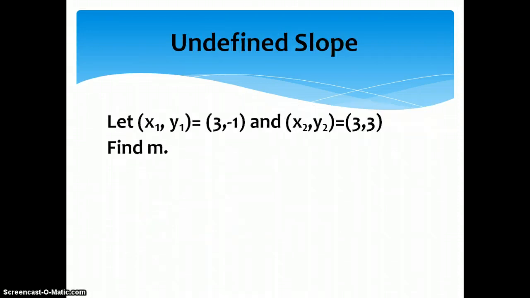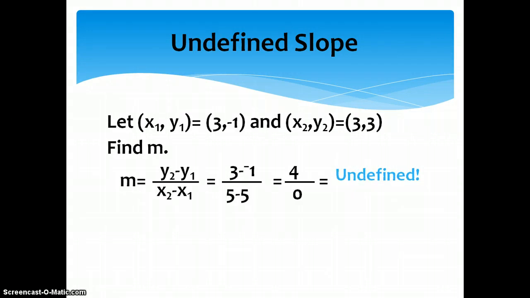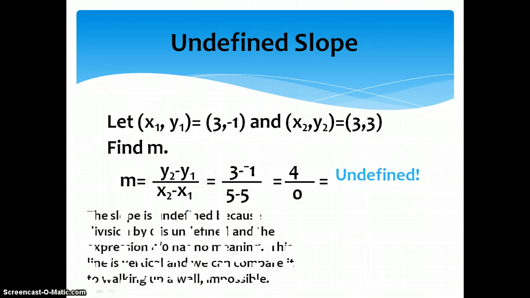Just the opposite of the horizontal 0 slope is the vertical undefined slope. Plugging in the points, 3 minus -1, or 3 plus 1, divided by 3 minus 3 gives us 0. We get 4 divided by 0. We all know that no fraction can have 0 in the denominator, and therefore the slope of the line is undefined, and the expression 4 divided by 0 has no meaning. The resulting line is vertical, and we can compare this to trying to walk up a wall. It's impossible.